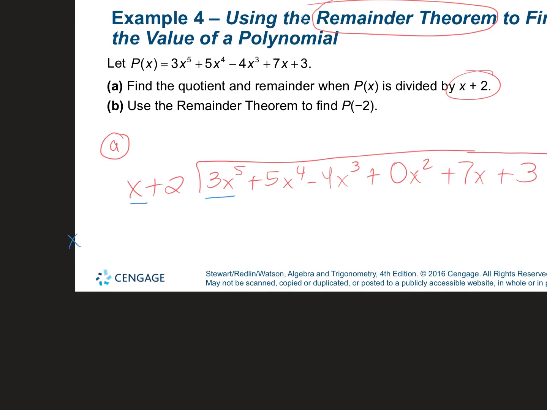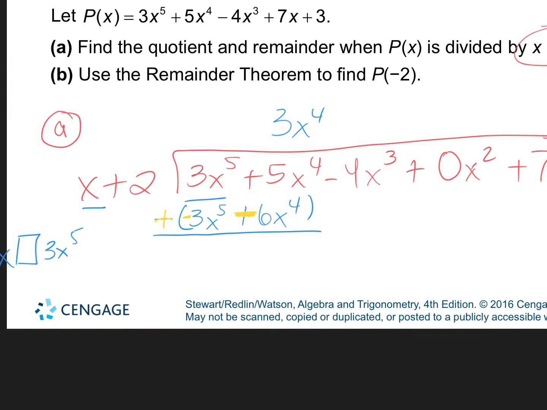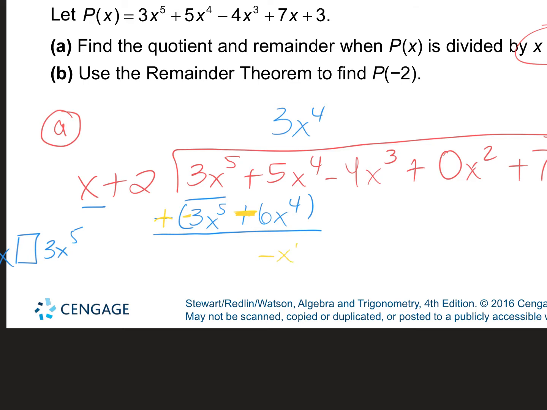So do a little side work. X times what gives you 3x to the fifth? 3x to the fourth. So I'm going to put that above my x to the fourth. I'm going to get my subtraction ready before I go ahead and multiply. So 3x to the fourth times x is 3x to the fifth. 3x to the fourth times 2 is plus 6x to the fourth. And before I can subtract, what do I have to do? Distribute that negative. So change, change, change. So now this becomes 5x to the fourth minus 6x to the fourth, which is negative x to the fourth.